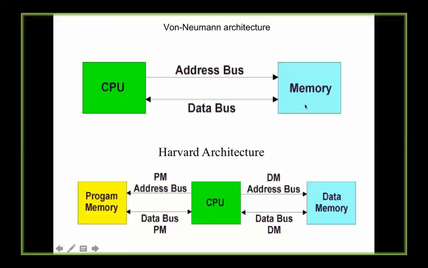All right. There's a diagrammatic difference between von Neumann architecture and Harvard. As you can see on the top, the CPU has a common memory for address and data bus transactions. Unlike in Harvard, where you have a CPU which has a separate memory for program and a separate memory for data transactions.